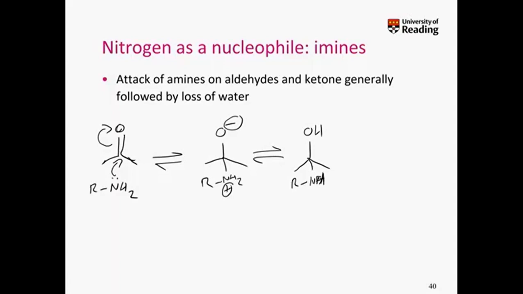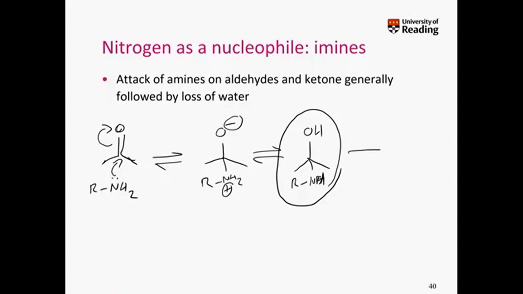All we have to be aware of is, at this point, we can protonate and we can deprotonate, and it's all in equilibrium. So what we're saying is, at some point in this equilibrium, we will end up with this species here, where the nitrogen no longer has a positive charge and the oxygen no longer has a negative charge. One of the protons from the nitrogen that gave it its positive charge has been transferred to the oxygen. Okay, so we end up with this tetrahedral species.